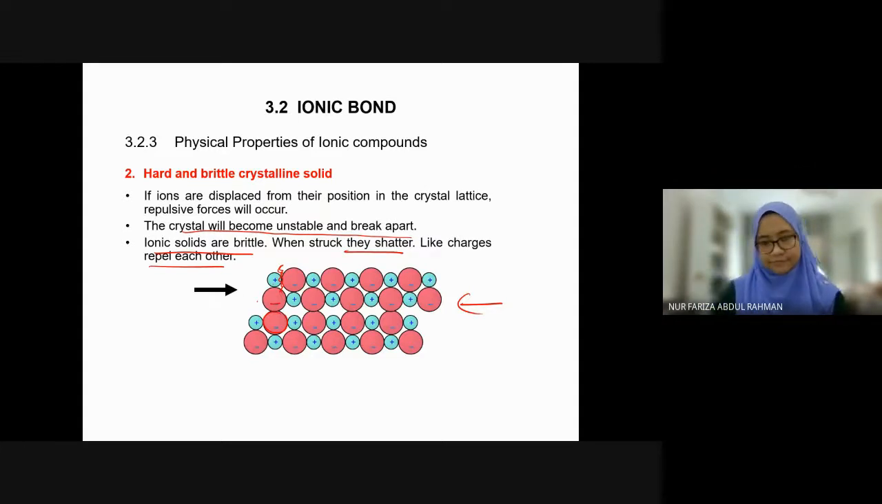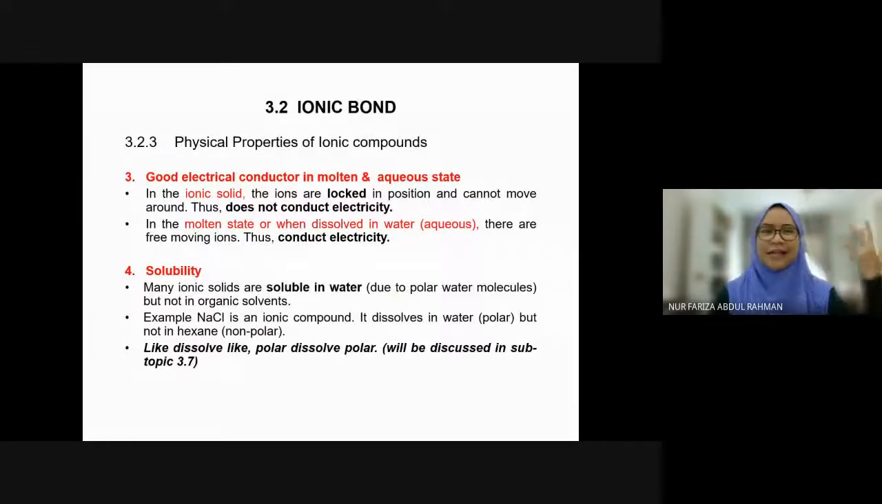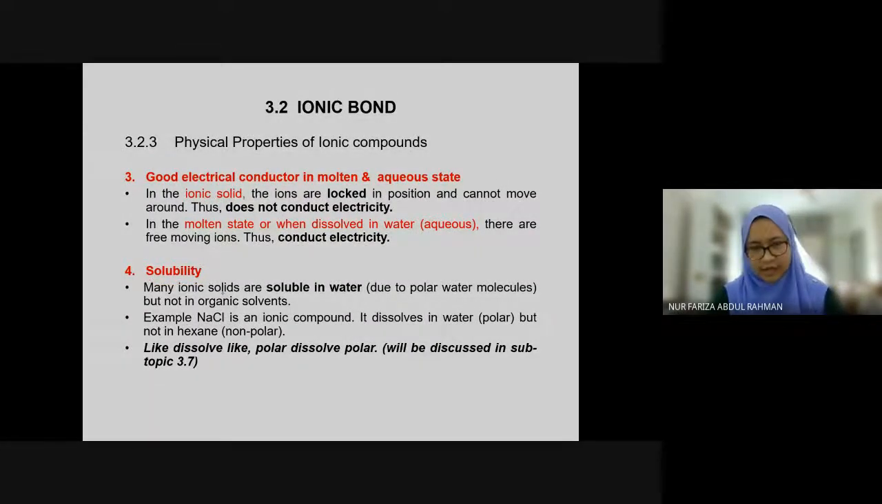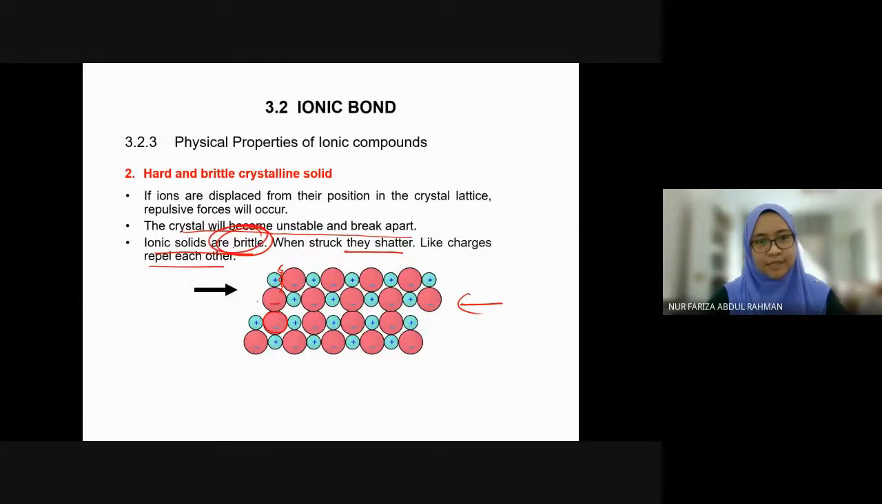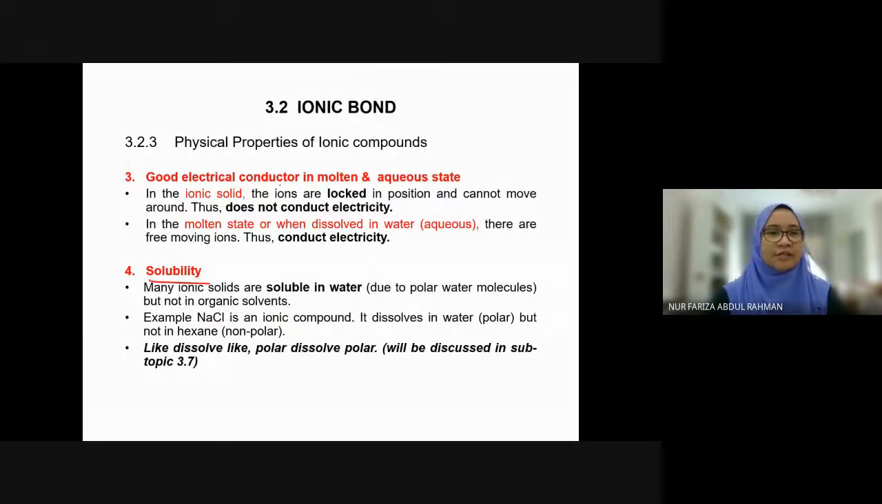Okay, alright. Alright, good electrical conductor in molten and aqueous state, and then solubility. Okay, ni saya nak highlight dia brittle, okay? Dia brittle. Brittle means rapuh. Ketuk je pecah lah. Okay? Alright, good electrical conductor in molten and aqueous state because kenapa? Kalau in solid they are locked in position.